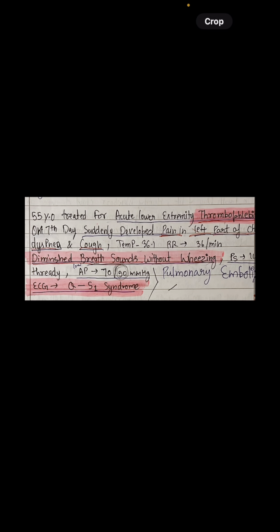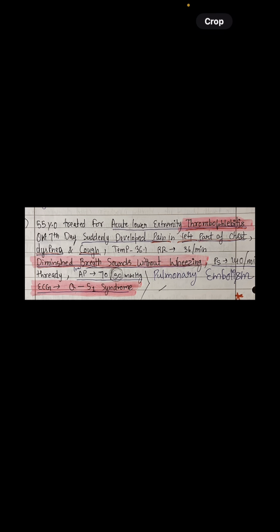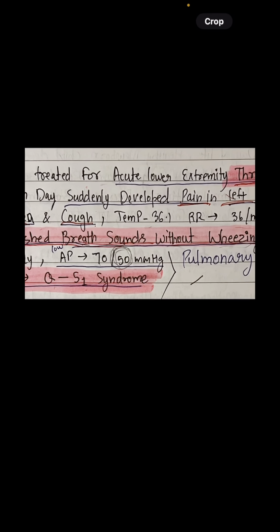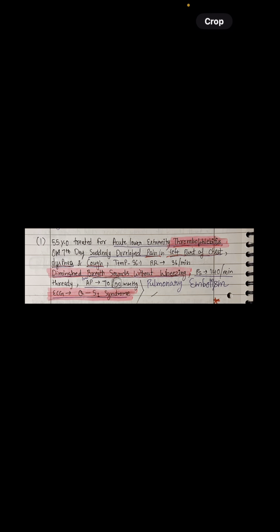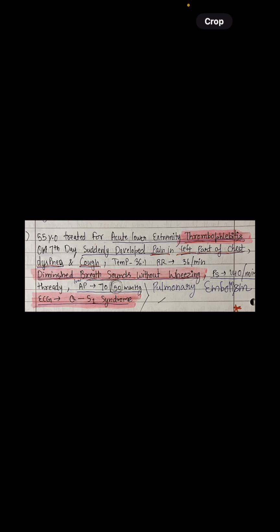A 55-year-old patient is having acute lower extremity thrombophlebitis. On the 7th day, he suddenly developed, and this is something highlighting embolism, pain in the left part of the chest, dyspnea and cough. Temperature is okay, respiration rate is 36. So the person has a very severe respiration rate; he's trying to breathe, but due to the blocked supply he is unable to do so.